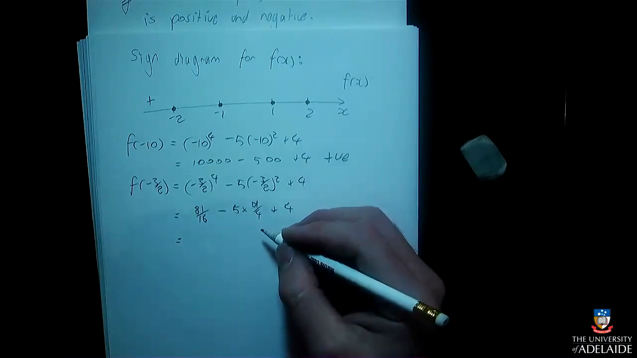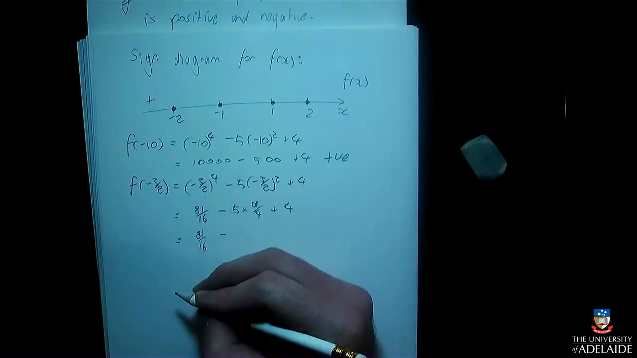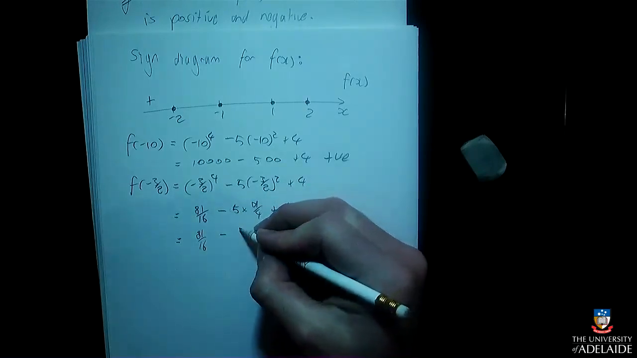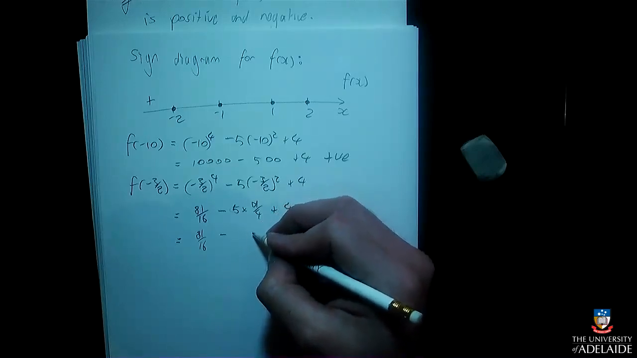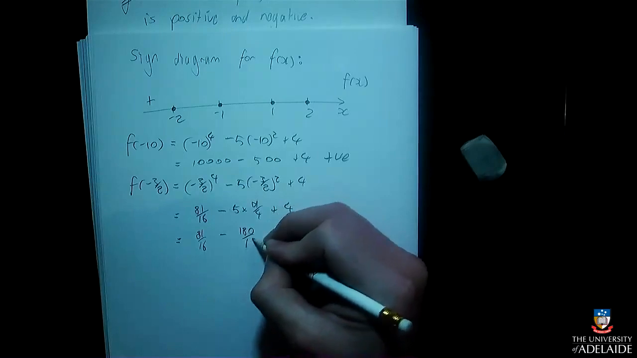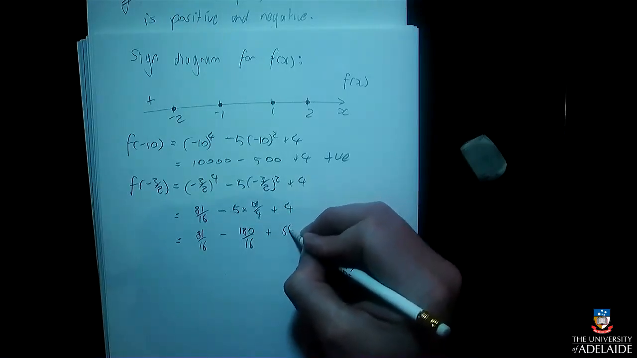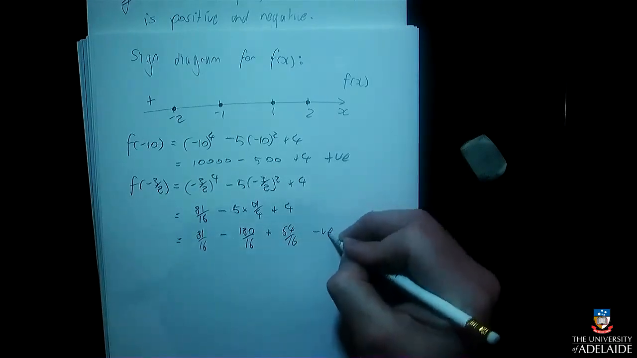Okay. So this is 81 on 16. This would be 45. But if I want to add it to the 16, I should be multiplying it by 4 as well. So 4 times 45 is 180 on 16, plus 4 times 16 would be 64 on 16. And that is totally going to be negative.